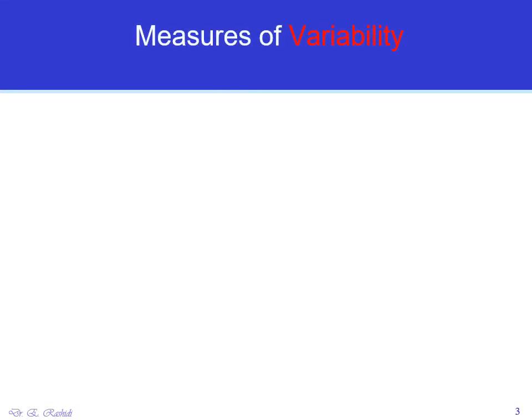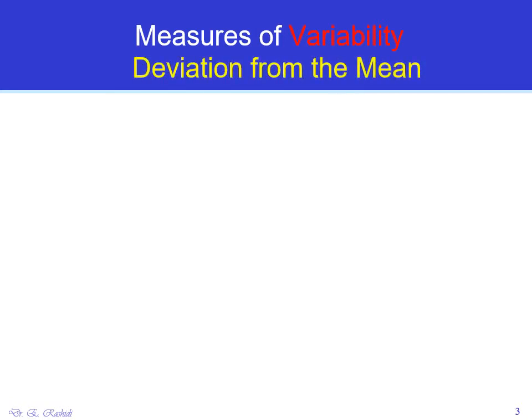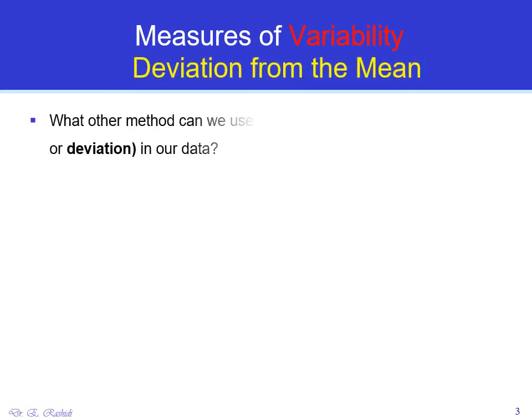Measures of variability, the idea of deviation from the mean. What other methods can we use besides the range to measure variability or dispersion in our data? How about this? We find the deviation of each data point in our data set from the mean, and we can come up with a measure based on that idea. Let's try this.